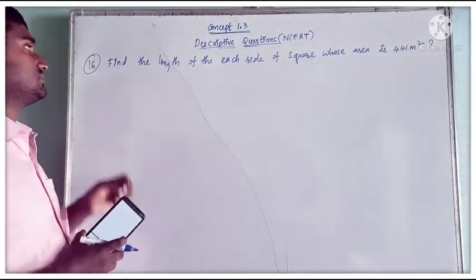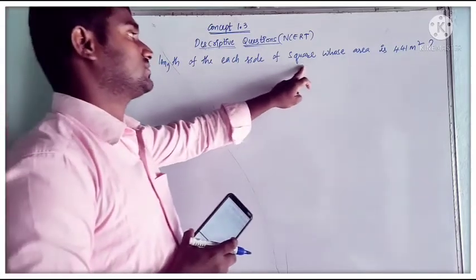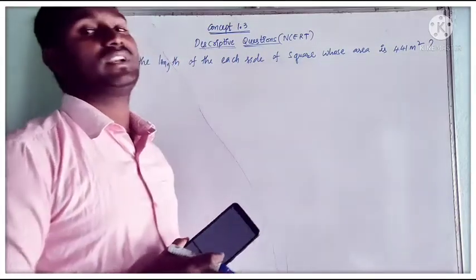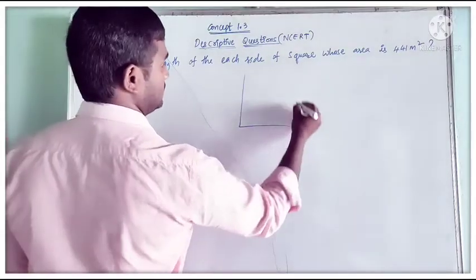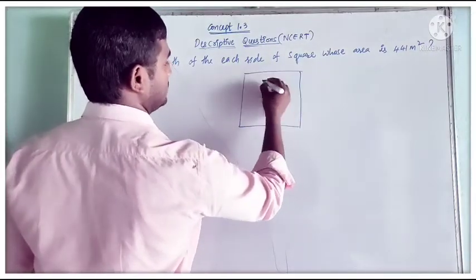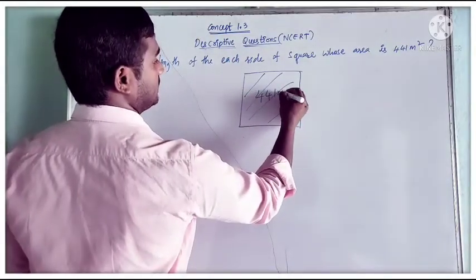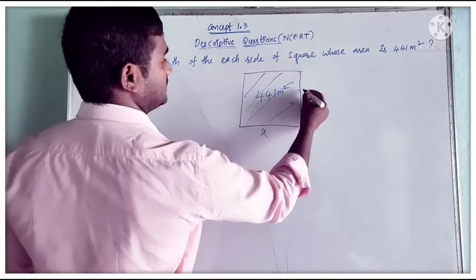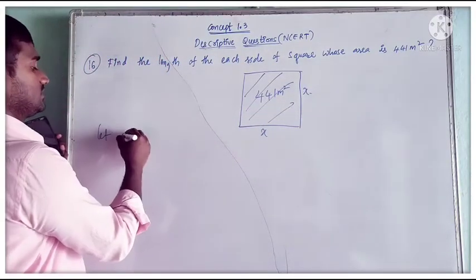Now I am going to discuss the 16th question: find the length of each side of the square whose area is 441 meters square. The square is there, so this area is 441 meters square as given. We need to find each side. We don't know the side, so let the side be x.